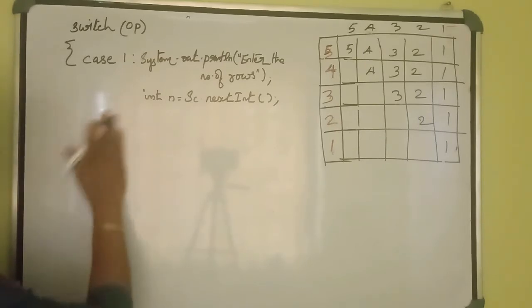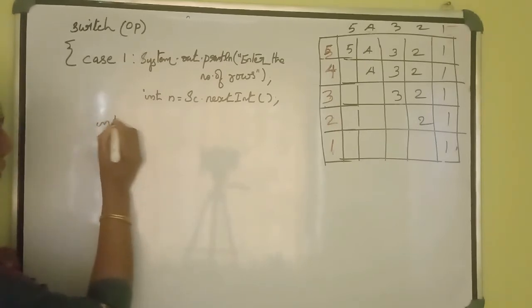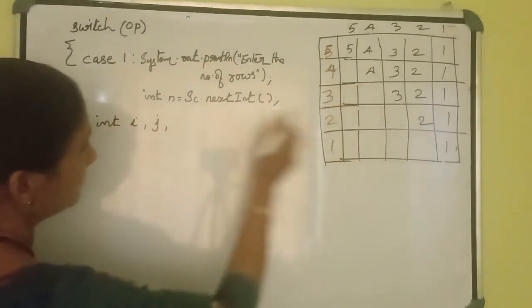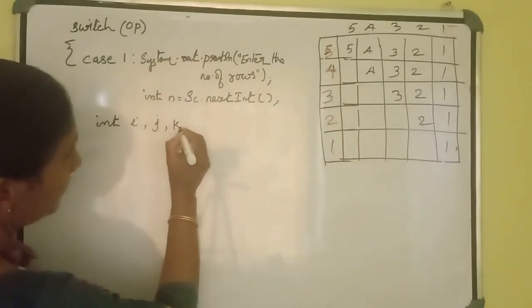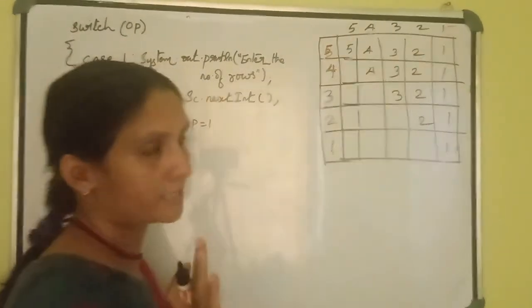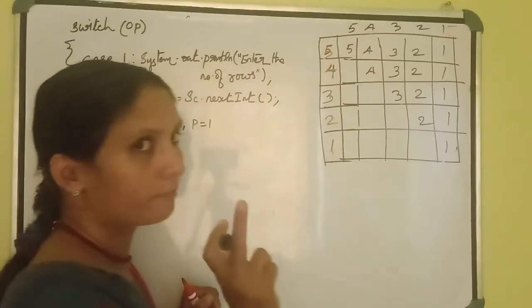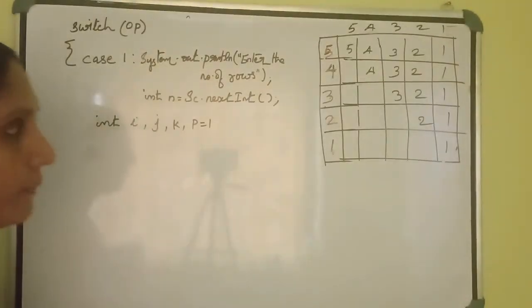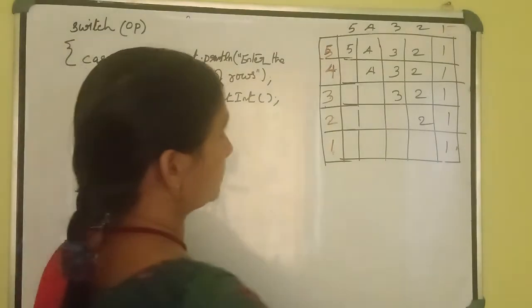First, I need to declare all the variables we are using here: i, j. To print the blank spaces, we use k, and p is equal to 1. That means in the first row, there is no blank space. But in the second row, we have one blank space. In the third row, we have two blank spaces. Like this, it is increasing. Here also, we will get a triangle shape.